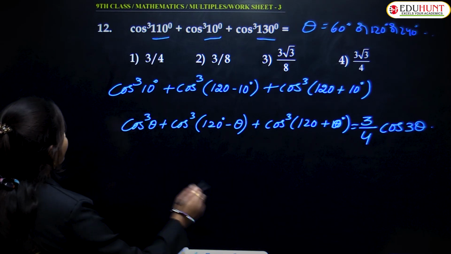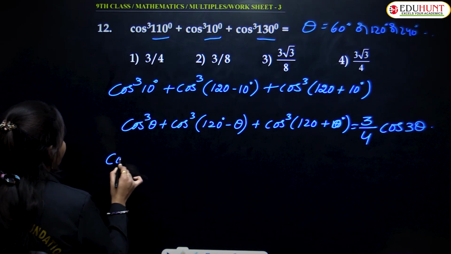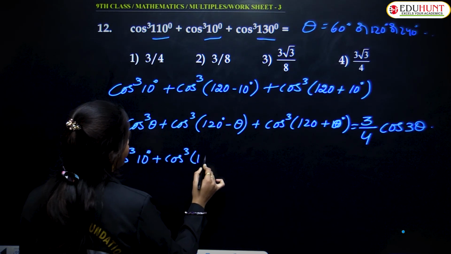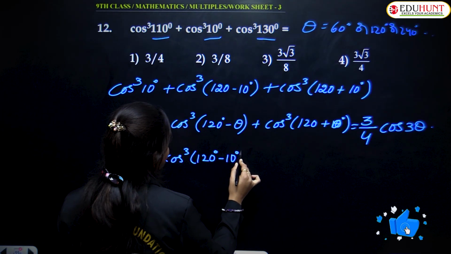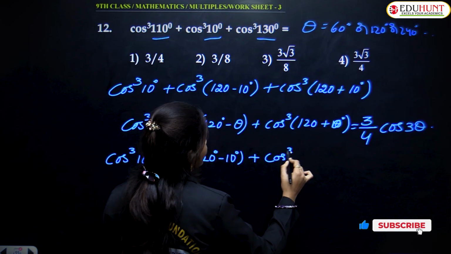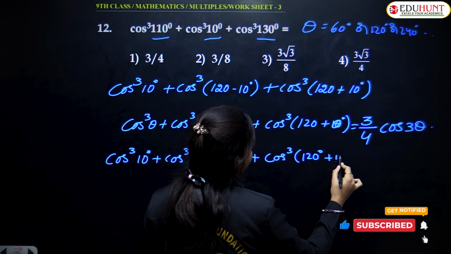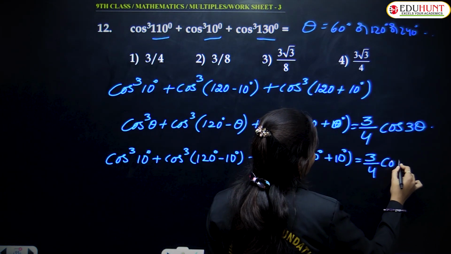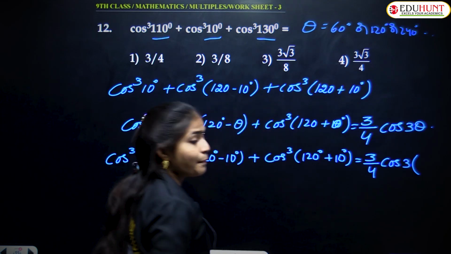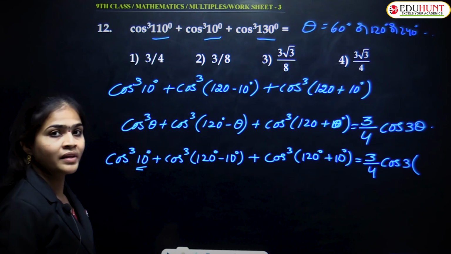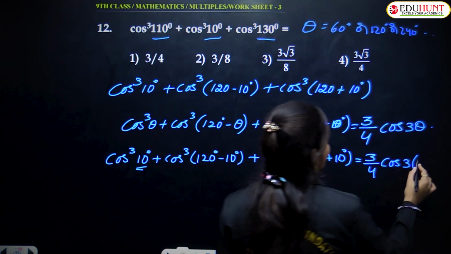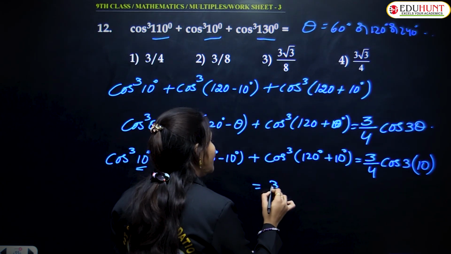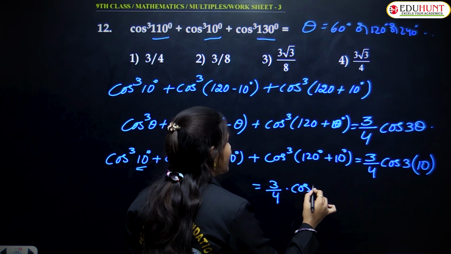So here, by using this identity, cos cube 10 degrees plus cos cube 120 degrees minus 10 degrees plus cos cube 120 degrees plus 10 degrees is equal to 3 by 4 cos 3 theta. So in the place of theta, what do we have here? Theta is equal to 10 degrees, no? So 3 into 10. So from this, 3 by 4 into cos 30 degrees.